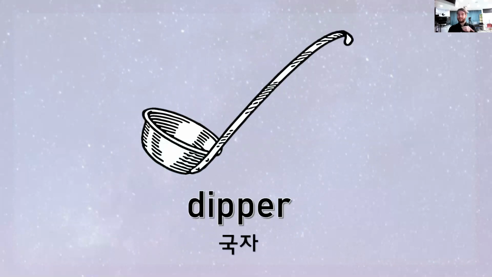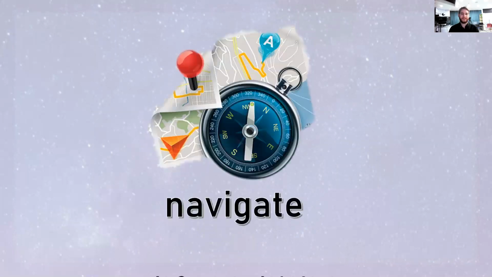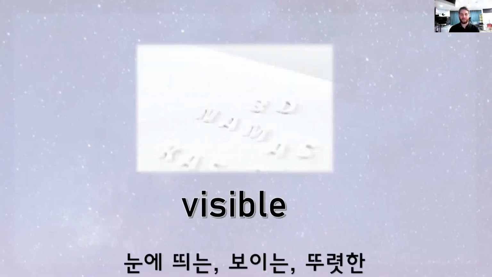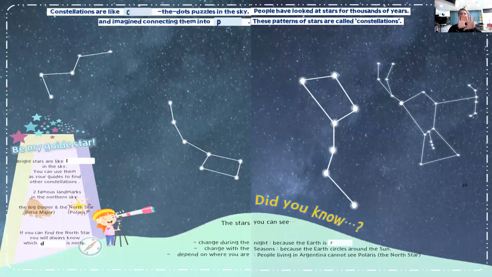So that's what this thing is right here. It's a dipper. This one is called navigate. When you're navigating, you're finding your way where you're going, which way to go next. And I think this is our last one. It's called visible. If something is visible, it's something you can see. So everyone, let's go to this page and get started.